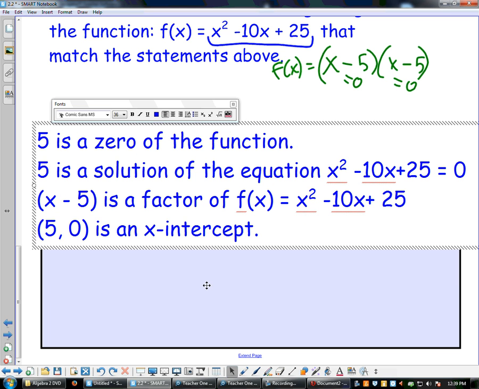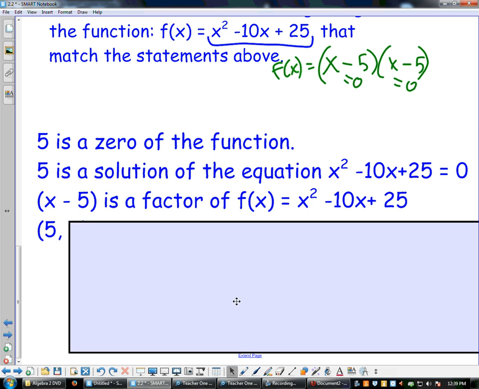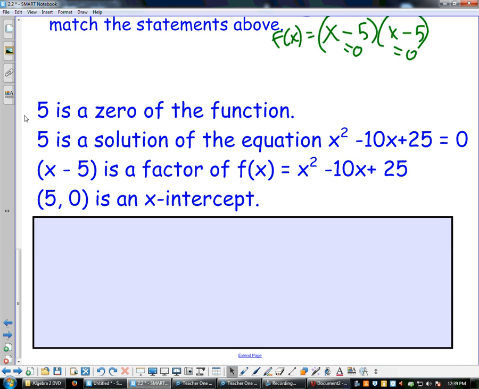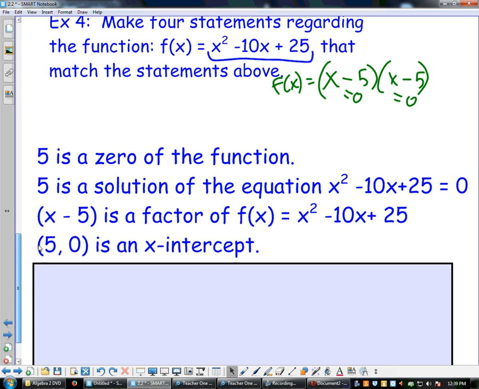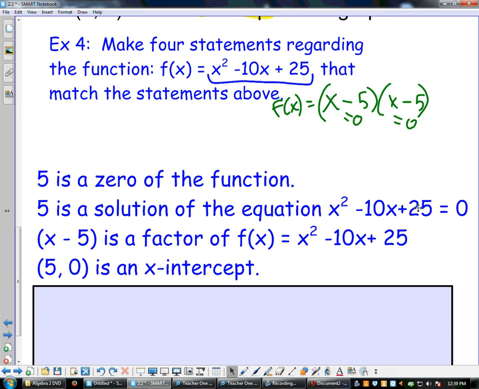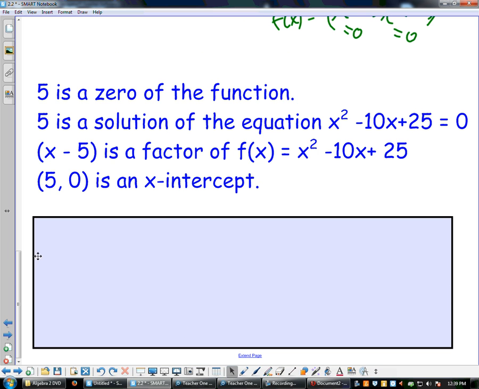So our 4 equivalent statements for this problem would be: 5 is a zero of the function, 5 is a solution of the equation x squared minus 10x plus 25 equals 0, x minus 5 is a factor of the function, but we already saw that, and 5 comma 0 is going to be an x-intercept. That's how we're tying all these words together: zeros, solutions, factors, and x-intercepts. Questions on this?